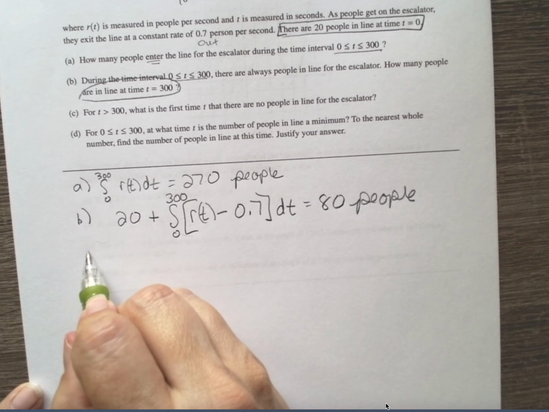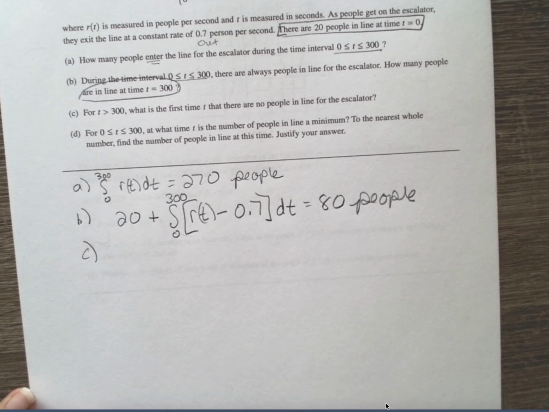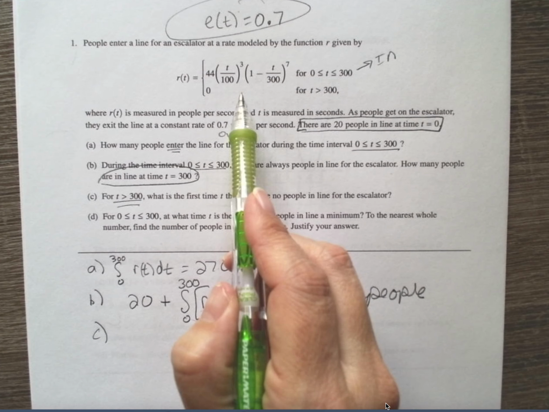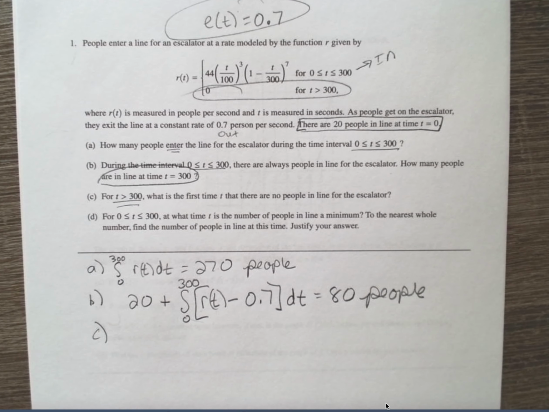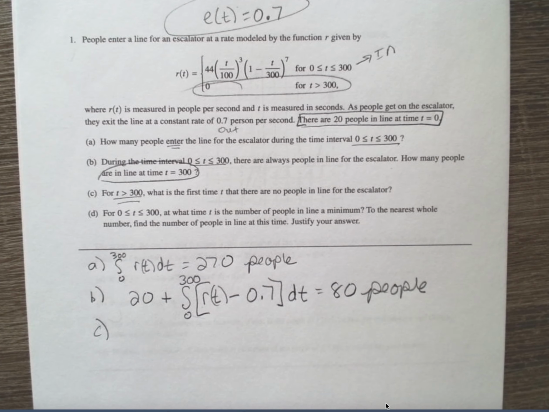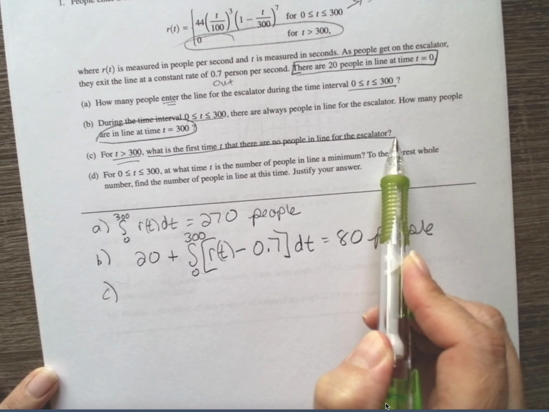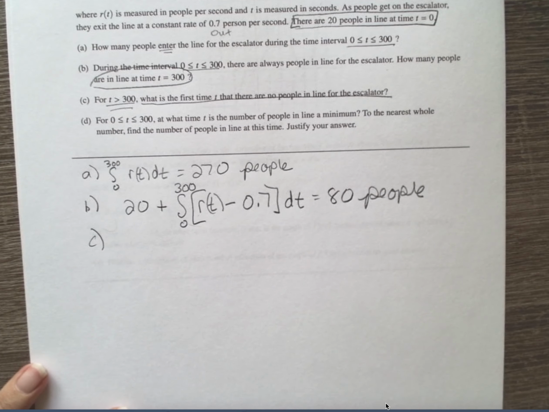Now we get to part C. For time greater than 300, remember, nobody else is arriving to get in line for that escalator. So we know at exactly time equals 300, there's 80 people still standing there waiting to get on the escalator. Now, from 300 on, what happens? It says, what is the first time that there are no people in line for the escalator?